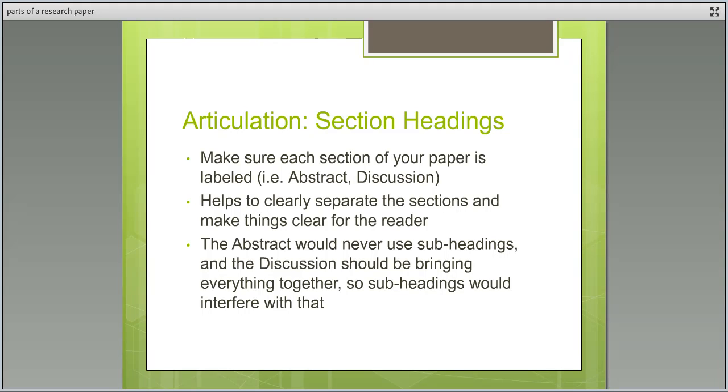Articulation of your response, this is the same that you've seen in all your other milestones. Make sure that you include section headings and it says abstract and it says discussion on your paper, clearly labeled. This of course helps to just separate your sections and make things clear for the reader. Unlike the other sections where subheadings may be useful, the abstract you're not going to need subheadings because this is just a brief paragraph. And in the discussion, you're trying to bring everything together. So subheadings kind of interfere with that if you start discussing your paper separately. Remember, you're trying to tie it all together in the discussion.